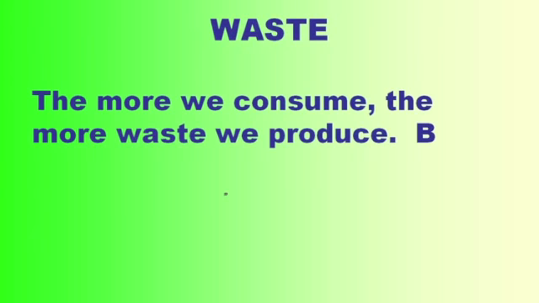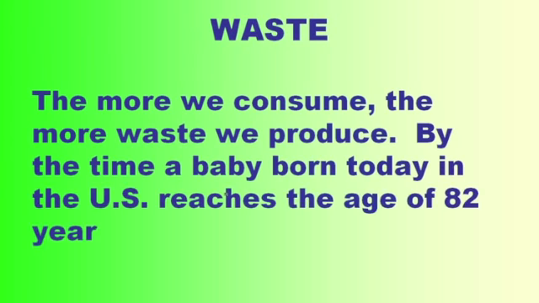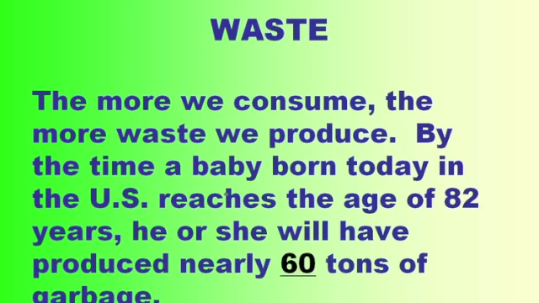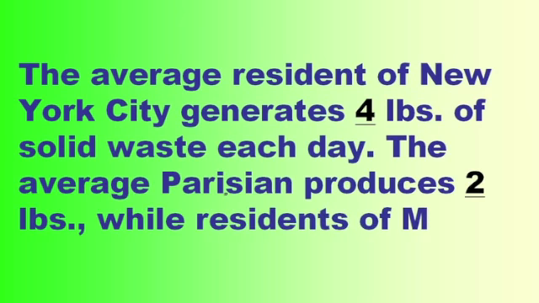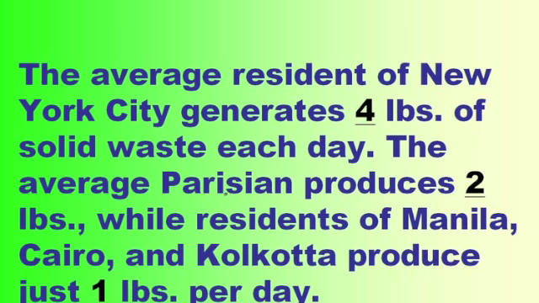Now, what about waste? We got done with the unit on waste management. This is interesting. By the time you reach the age of 82, you will have produced nearly 60 tons of garbage. Okay, so we consume a lot of material. We talked about how in the United States, we produce an average of 4.5 pounds of garbage a day. You go to places like Paris, they produce an average of 2 pounds a day. In places like Kolkata, India, they produce approximately 1 pound per day.